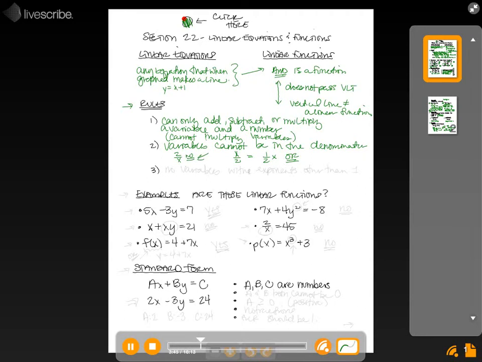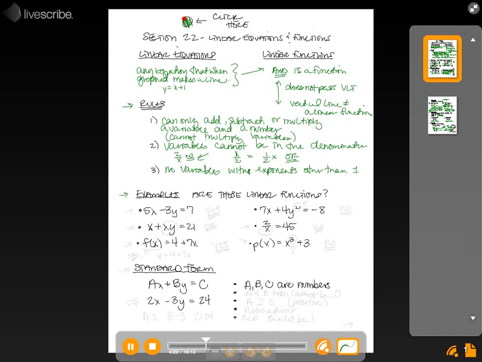Last rule here: no variables with exponents other than 1. Okay? The exponents on the variables through all of these have to be 1. I can have an exponent on a number because it will still be a number. I just can't have an exponent other than 1 on a variable. And those are our 3 rules.